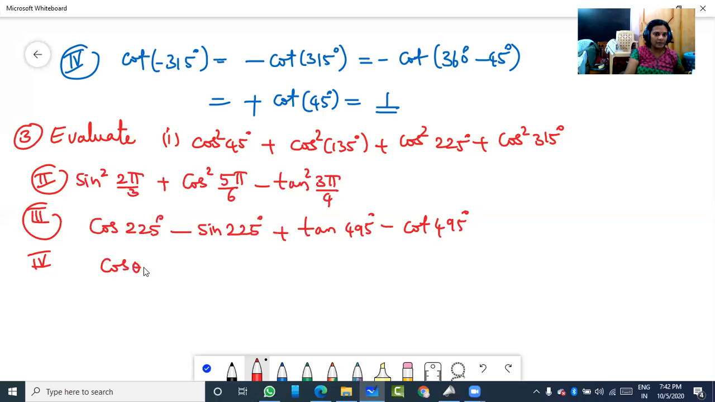Fourth one, cos theta minus sin theta. First one, theta equal to 7 pi by 4. Second one, theta equal to 11 pi by 4.